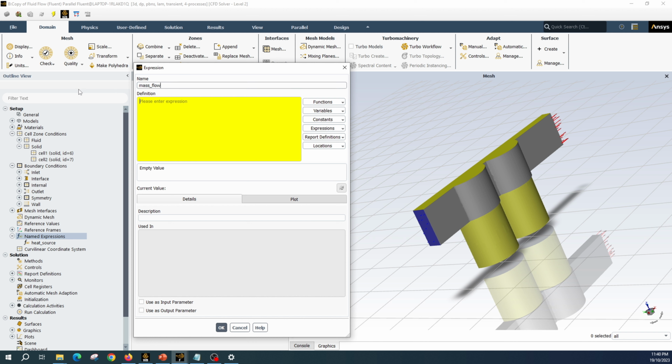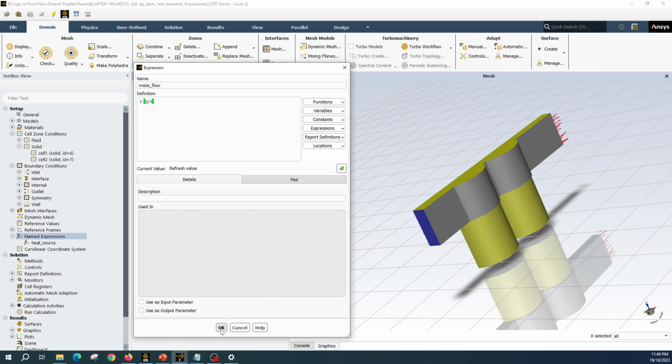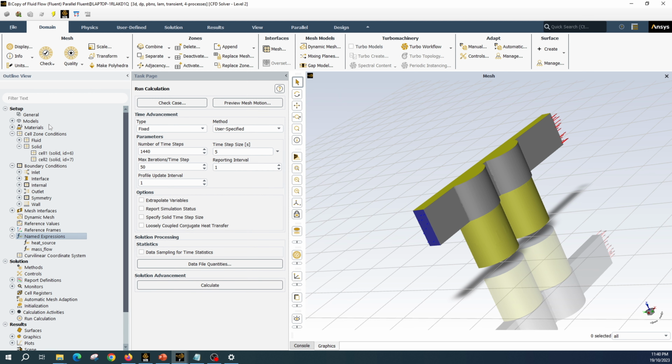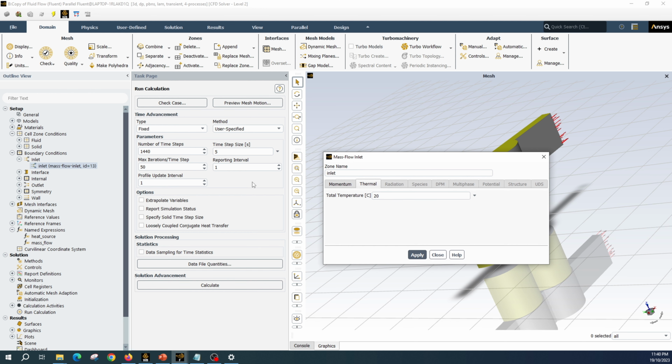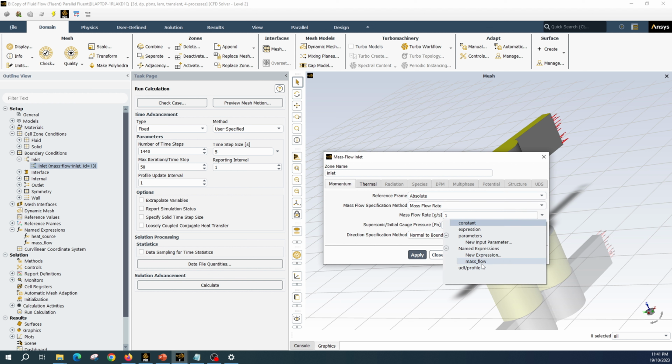Similarly, now we will define the mass flow. So we will call it mass flow, and let's do it 1 gram per second mass flow. Okay, and that we will take to our inlet, and it is already mass flow and mass flow that we just defined. We can put it constant 1. It was already 1 here, but we want to keep it to mass flow so that if we want to change outside, it will change automatically. Mass flow, and you can see I have already converted inlet into mass flow boundary condition.